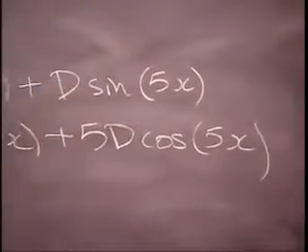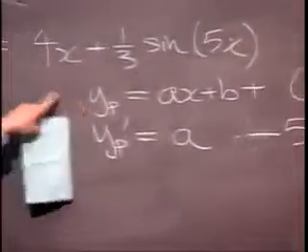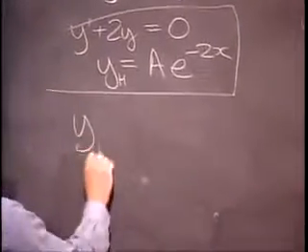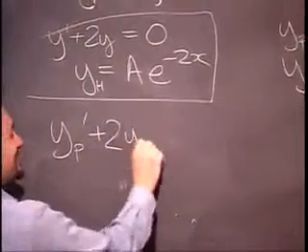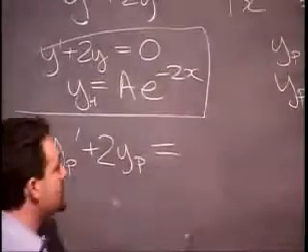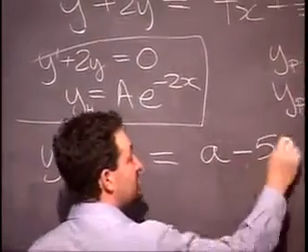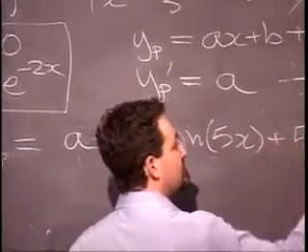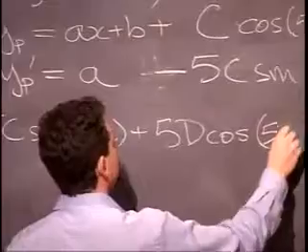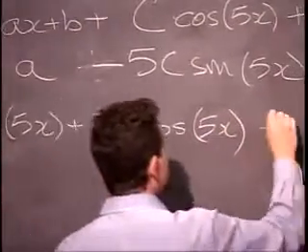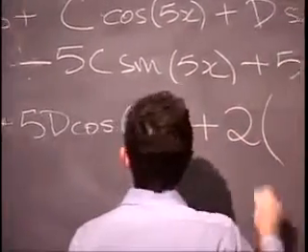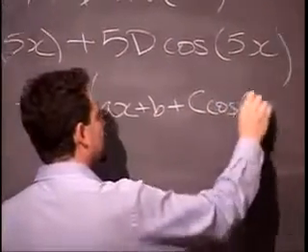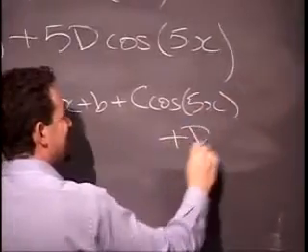So we're going to plug yp prime and yp into this equation. And you get yp prime plus 2yp equals, well now, let's put in that yp prime expression. A minus 5c sine 5x plus 5d cosine 5x. And plus twice the yp, which is ax plus b plus c cosine 5x plus d sine 5x.